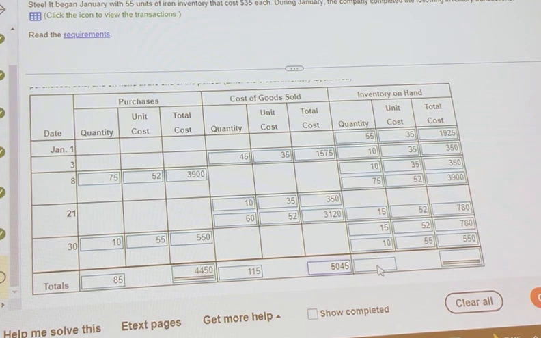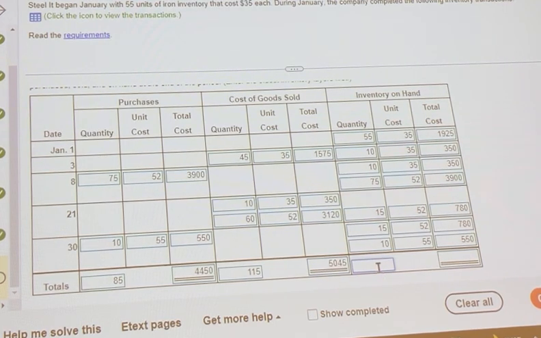Now for inventory on hand, make sure you do not add together everything that's above. Inventory on hand, you're only taking the most recent date. So for that, all you have to do is add together the two numbers that are on January 30th. So it would be 25 units, and adding together the dollar amounts, the total cost would be $1,330.